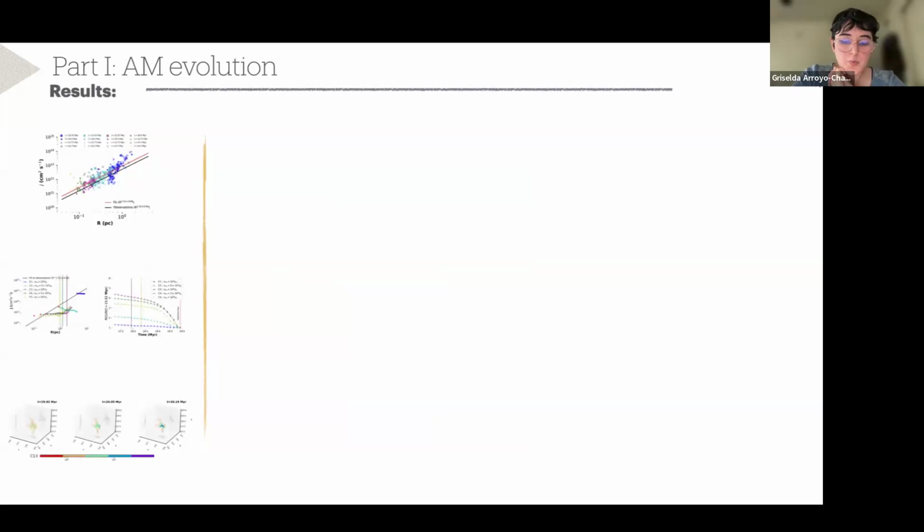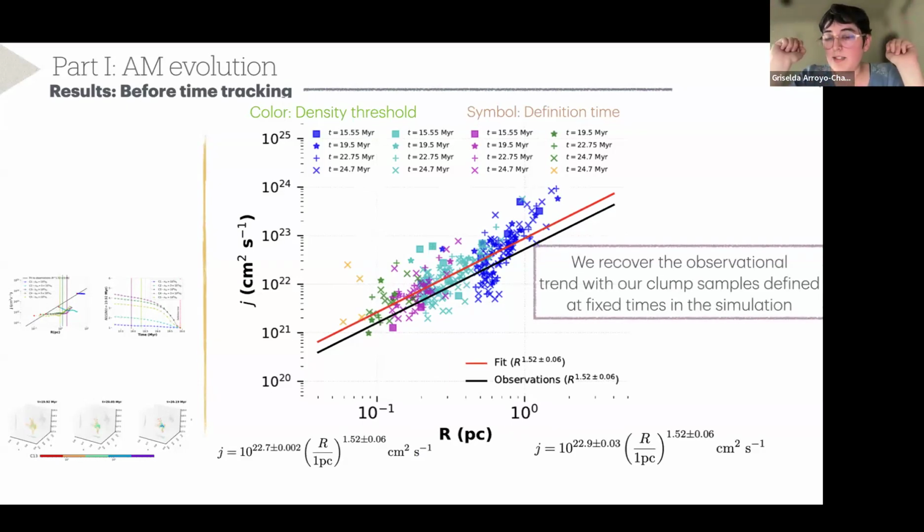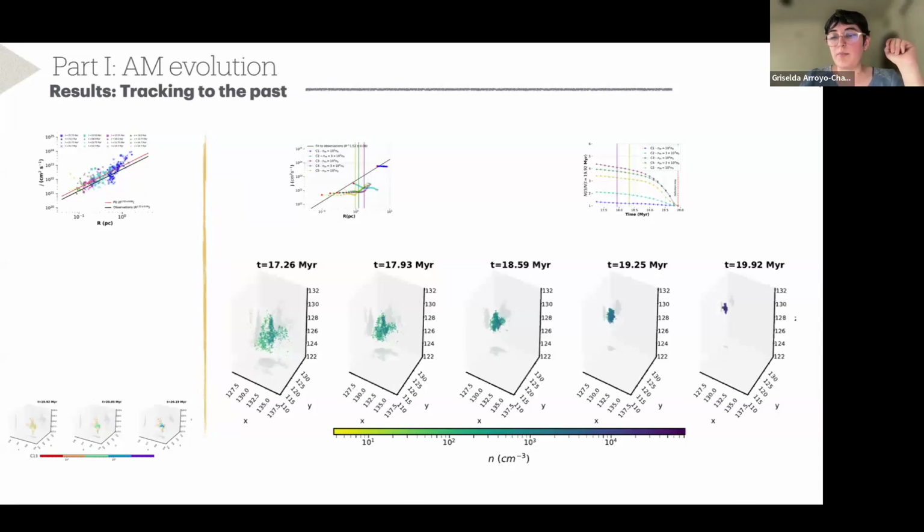So the first thing we wanted to test is just if we recovered the J-R relation. So what I show you here is the J-R relation, again a specific angular momentum versus radius. Every symbol here is a different structure. The color just represents the density that we use to define these clumps. The black line is the fit to the observations that I showed you before. The red line is the fit to our numerical sample. And as you can see, we recover the same slope compared to the observation, this 1.5 slope. What is interesting here is that this simulation only contains turbulence and gravity. But again, this is at fixed time, so the first part is more related to the evolution of this angular momentum.